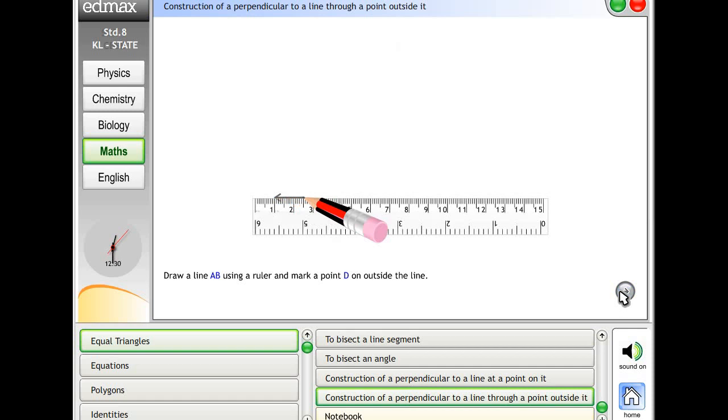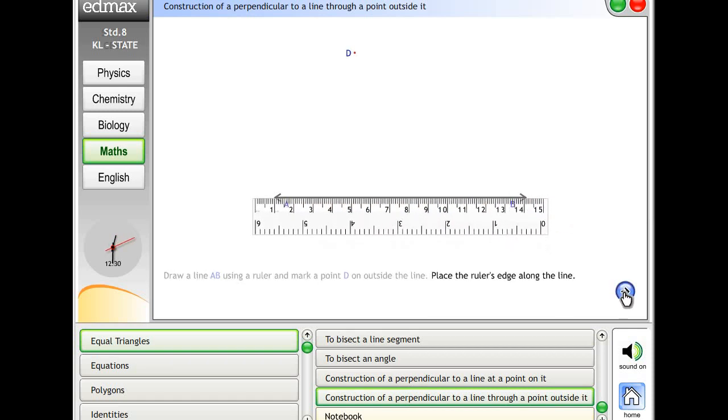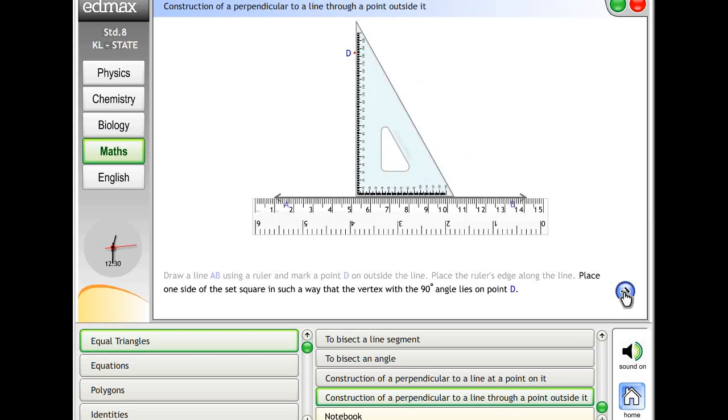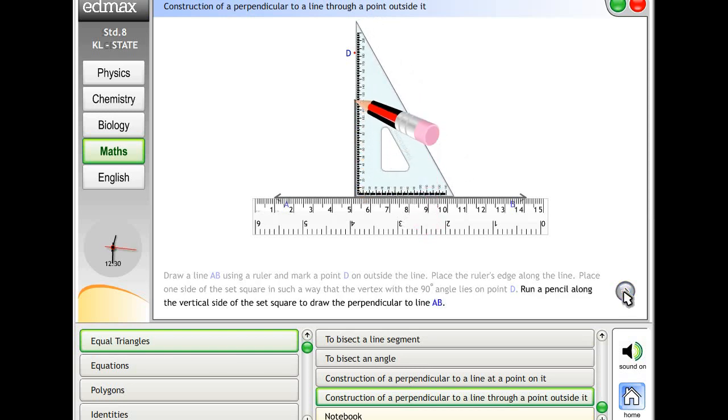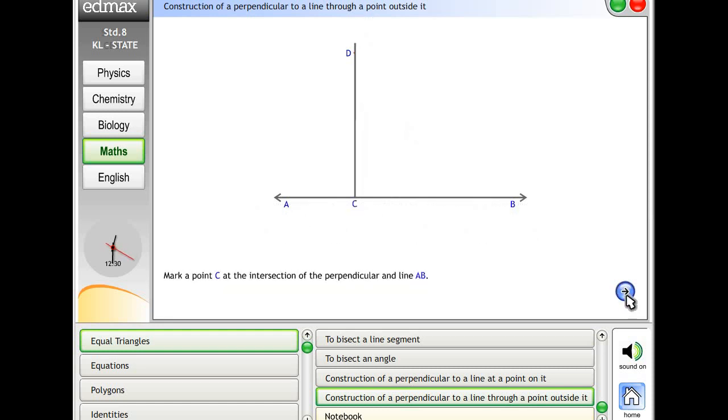Draw a perpendicular line from a point D outside the line using a set square. Place the ruler's edge along the line. Place one side of the set square inside. Run a pencil along the vertical side of the set square to draw the perpendicular. Mark a point C at the intersection. We have DC perpendicular to AB.